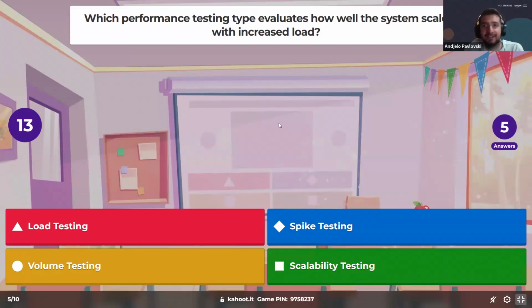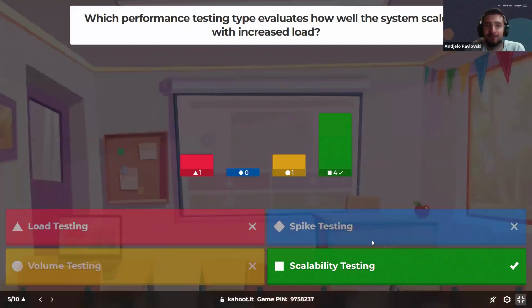So how well the system scaled with increased load? I see more or less everyone has answered. And let's see if it's correct. I see most of you had scalability testing. That is correct. Again, as the name suggests, it scales with increased load. So it is scalability. Load was just testing the larger load on the page.